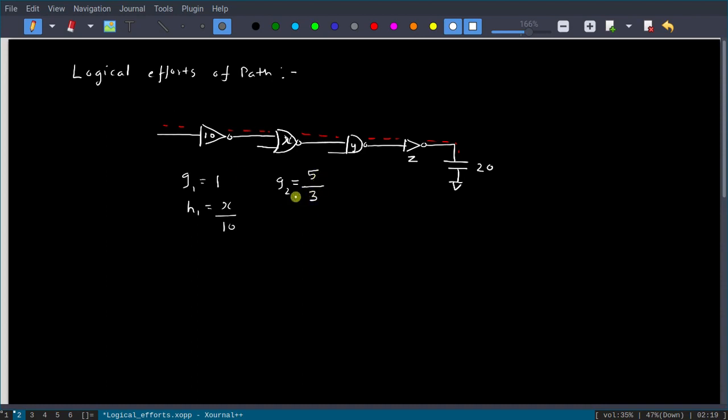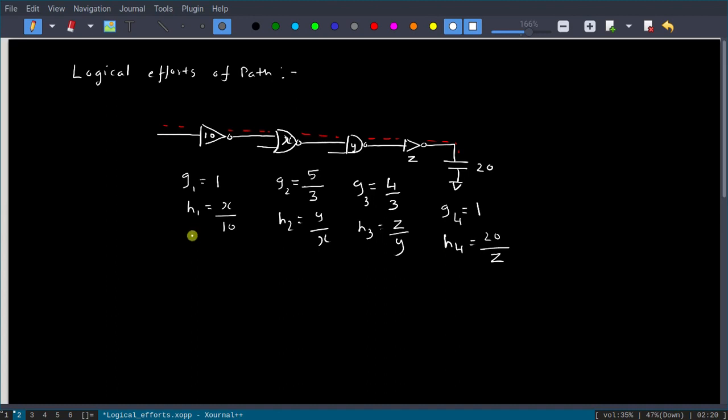Now that is 5/3, and the electrical effort or fan out, H2, is nothing but Y/X. Similarly for the NAND gate, what is the logical effort? If you consider the NAND gate, you will get 4/3, and H3 will be Z by Y, because the NAND gate output is the input of the inverter, that is size Z, so Z divided by Y. Now finally for this inverter, G4 equals 1, it is a straightforward inverter. For H4, the output capacitance we know is 20, and the input capacitance will be Z, so it is 20/Z.